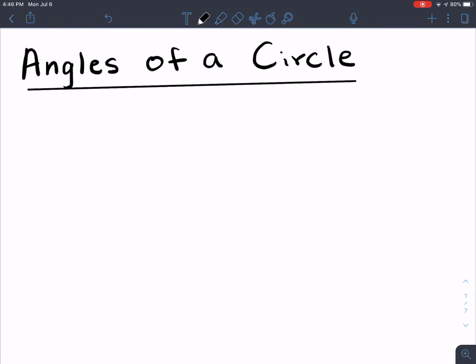This is session 1 of Unit 2, Circles. In this session, we're going to be learning about the angles of a circle. There are 4 types of angles in a circle. The first one is the central angle.